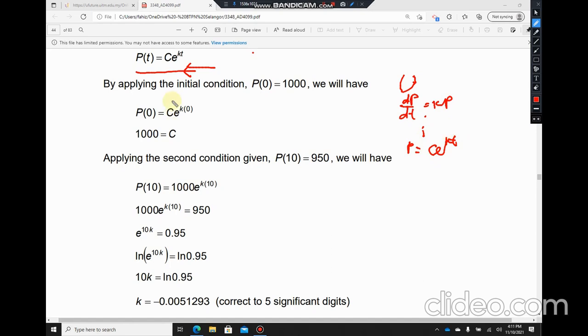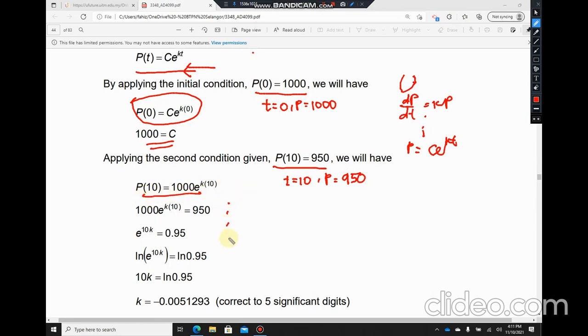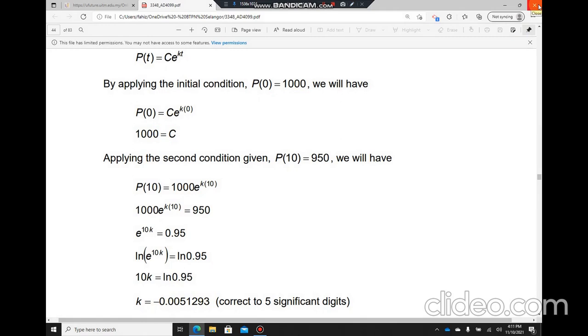Okay, so since kita ada dua information, this one, when t equals to 0, your P equals to 1000. So substitute into this equation, so you will get the value of C. And then use second information, when t equals to 10, your P equals to 950. Okay, so substitute into this equation. So step dia sama juga until you get the value of k, which is k equals to negative 0.00512993. Okay, so biasanya kita akan ambil correct to 5 significant digits.